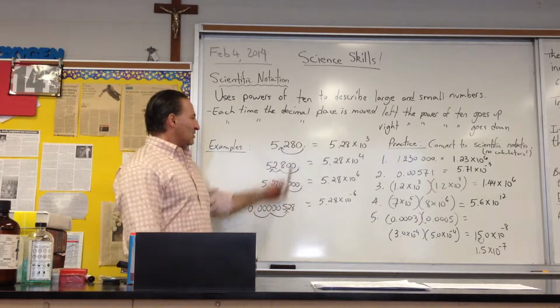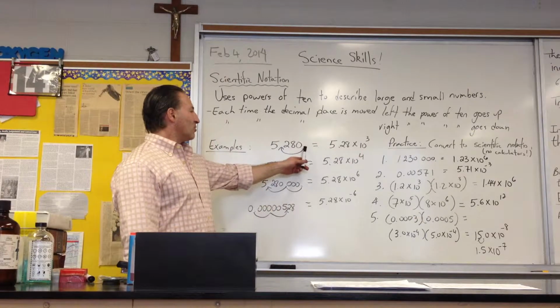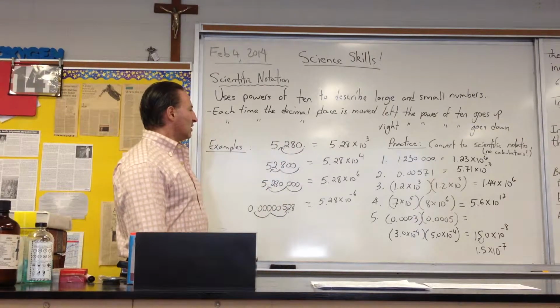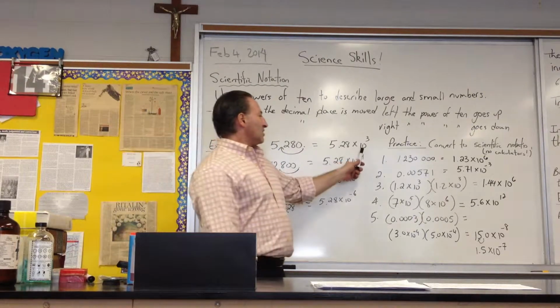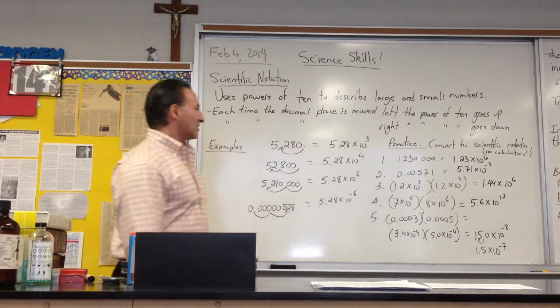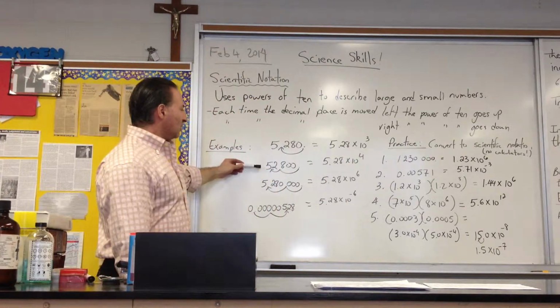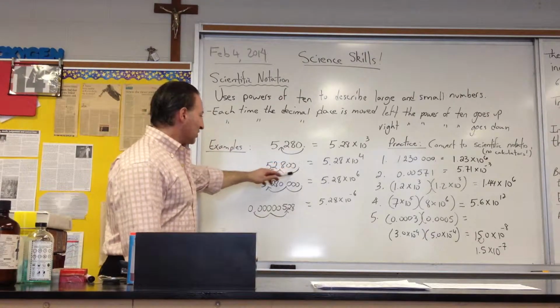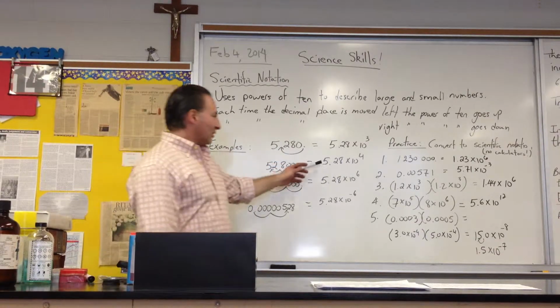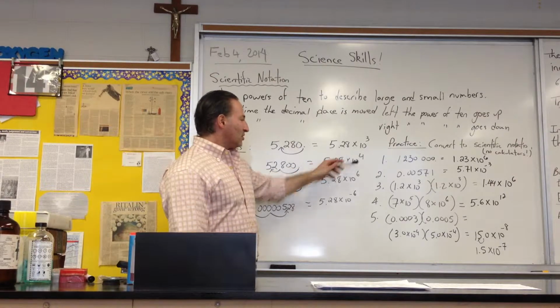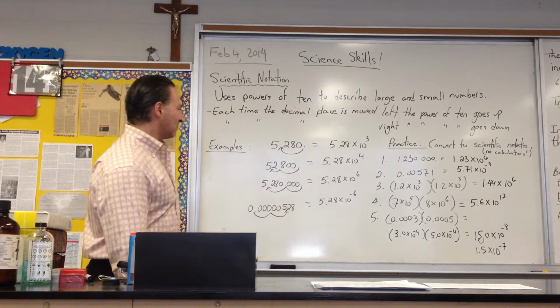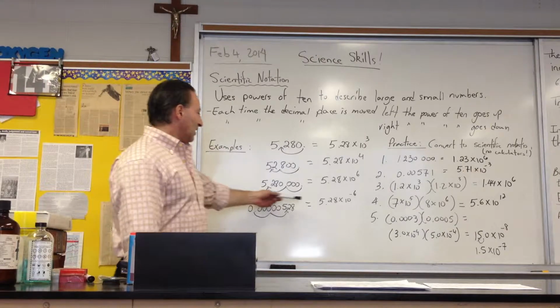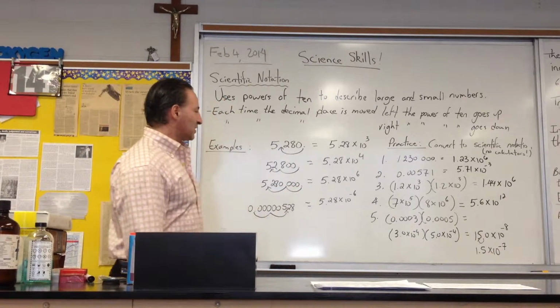So to turn 5,280 into scientific notation, you have to move the decimal over 3 spaces. And in doing so, it makes you have to write times 10 to the 3 to maintain the same value. For the number 52,800, which is 10 times bigger than 5,280, you have to move the decimal over 4 places to be able to get 5.28. And then, of course, you have to write times 10 to the 4 to maintain the same value. 5,280,000 comes up to 5.28 times 10 to the 6.